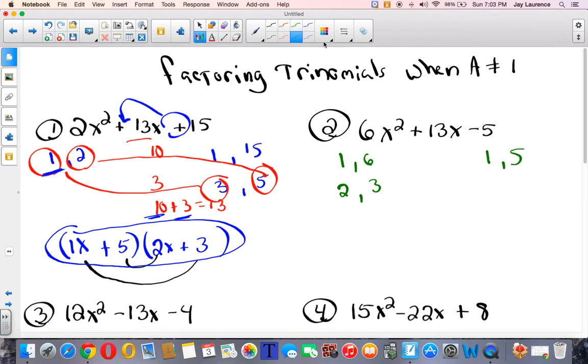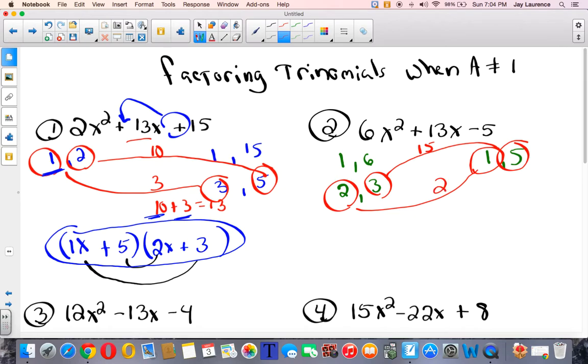Well, I happen to see 3 times 5 is 15. 2 times 1 is 2. Now I want to subtract to get a positive 13. Well, that would be the problem, 15 minus 2. If the 13 had been negative, I would have done 2 minus 15. So I'm ready to factor.